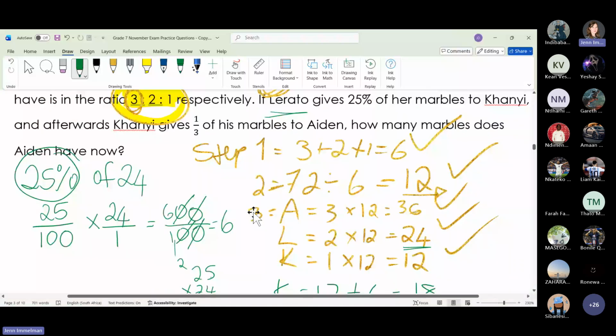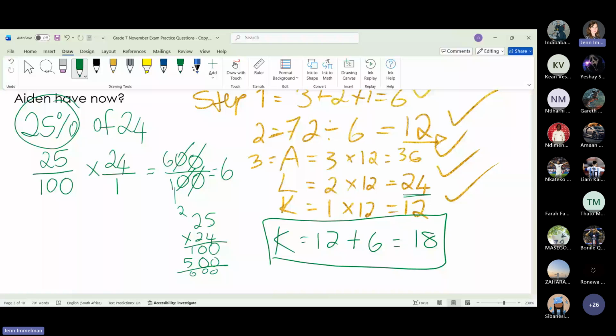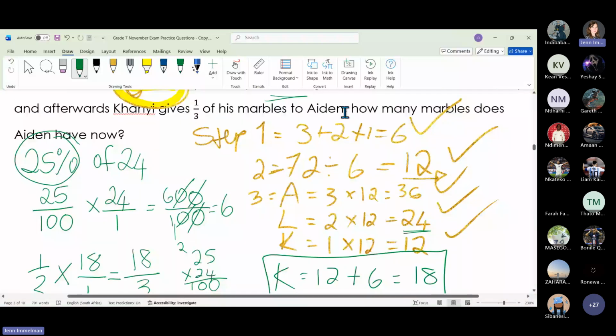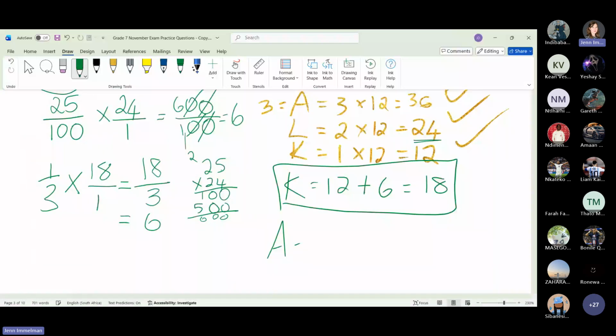Next thing. Afterwards, Kanye gives a third of his marbles to Aiden. Kanye now has 18. My thinking is, what is a third of 18? A third of means times 18, put over a fraction over 1. 1 times 18 is 18. 3 times 1 is 3. 18 divided by 3 is 6. So that means now Kanye gives Aiden 6 marbles. So in total, Aiden had 36 plus 6, it's going to be 42 marbles.